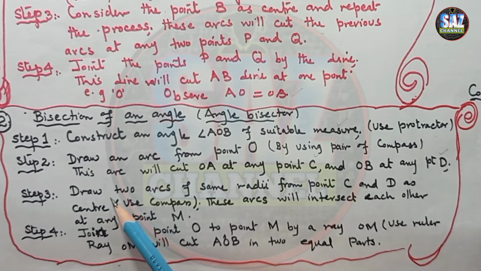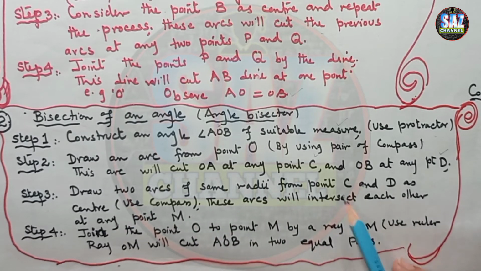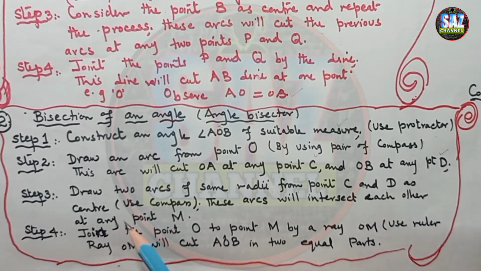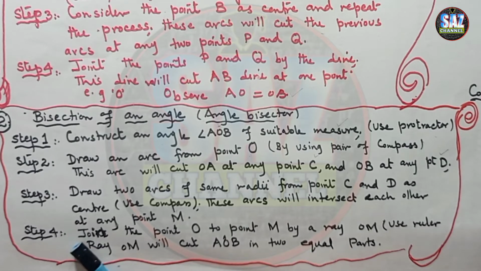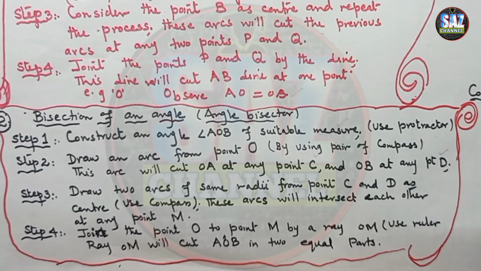Then the next step: draw 2 arcs of the same radii from points C and D as the centers. Use the compass. These arcs will intersect each other at any point M. Then join point O to point M by a ray OM, and for this purpose we have to use the ruler. OM will divide the angle AOB into equal parts.